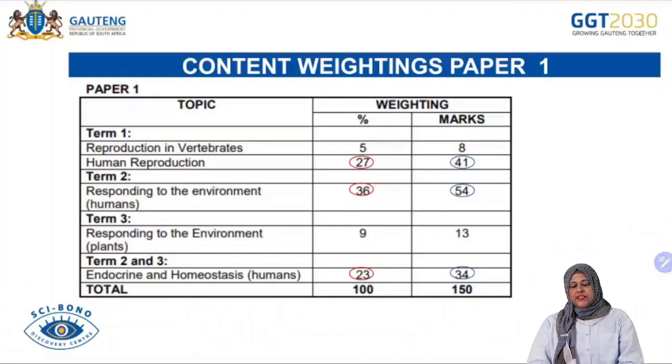Now, with Paper 1, let's look at the weightings, the topic, and the mark scheme. If you look at human reproduction, responding to the environment, and endocrine and homeostasis in humans, those are quite large amounts of percentages and marks. And responding to the environment in humans is 54 marks. That's like 1/3 of the paper. So make sure you study these sections well, and we are going to go through all of them, including plant hormones.